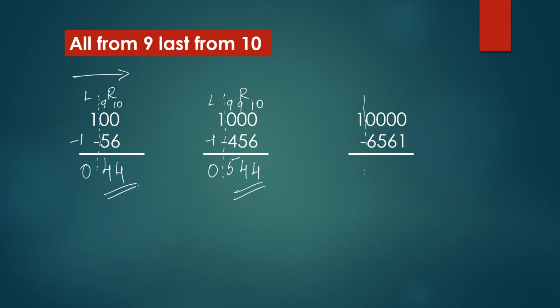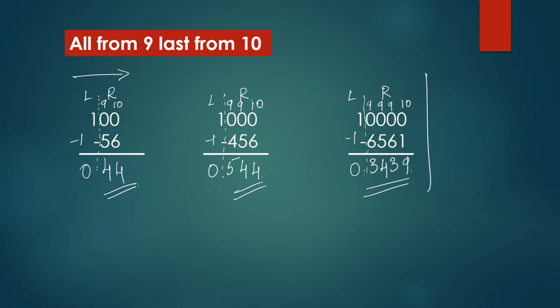10,000 minus 6561. So left, right. 1 minus 1, 0. Here all from 9, last one from 10. So 9 minus 6, 3. 9 minus 5, 4. 9 minus 6, 3. 10 minus 1, 9. So answer should be 3439.